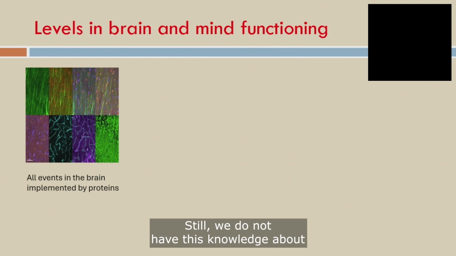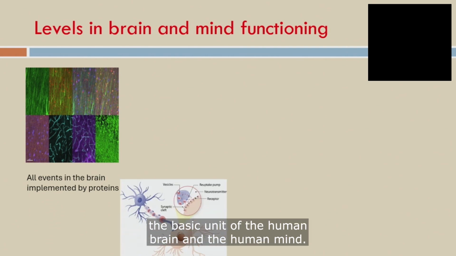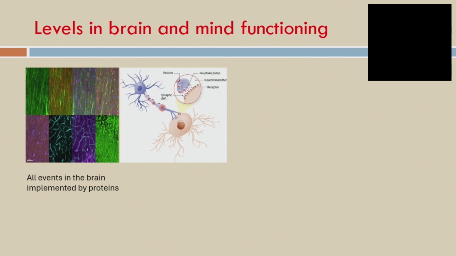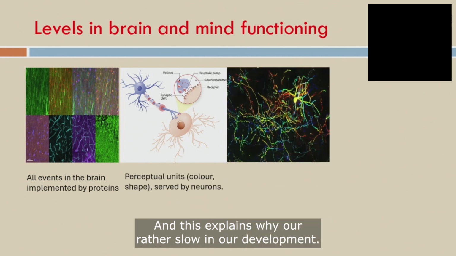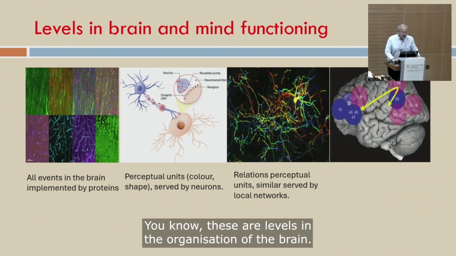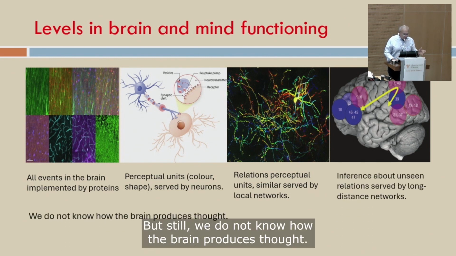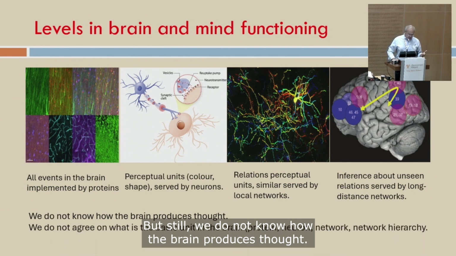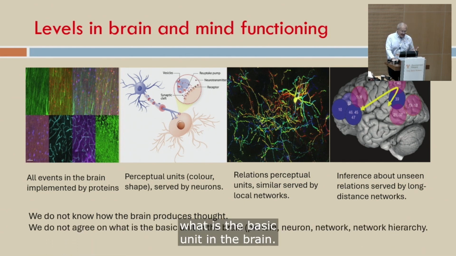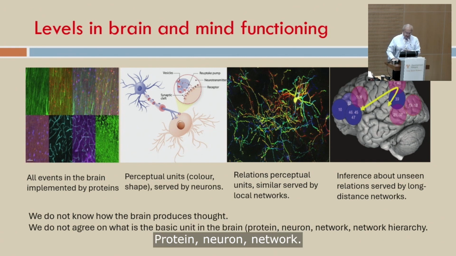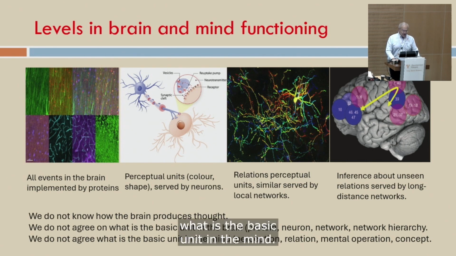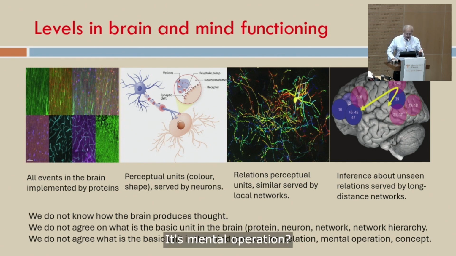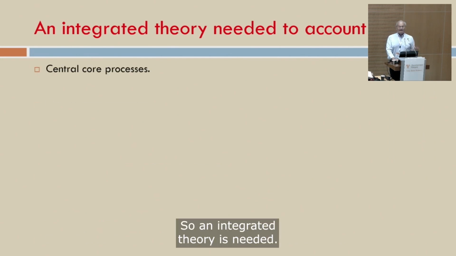Still, we do not have this knowledge about the basic unit of the human brain and the human mind, and this explains why we are rather slow in our development. You know, these are levels in the organization of the brain, but still, we do not know how the brain produces thought. We do not agree what is the basic unit in the brain: protein, neuron, network, hierarchy. And we do not agree what is the basic unit in the mind. Is it perception, relation, mental operation, concept? We don't know. So an integrated theory is needed.